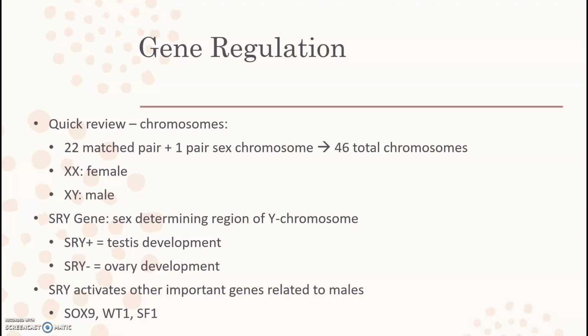So the next really important gene is the SRY gene. This is the sex-determining region of the Y chromosome, SRY. This is really important for gonad development. So if the SRY gene is present, then testes will develop. If the SRY gene is not present, then ovaries develop. And so, just the presence or absence of this gene is really important. And then not to mention that the SRY gene activates other important genes that are related to sex differentiation, like SOX9, WT1, SF1. Now, I don't really know the specifics of these genes, but I do know that it's important to understand that just one gene can cause this cascade of genes or other events that are really important.